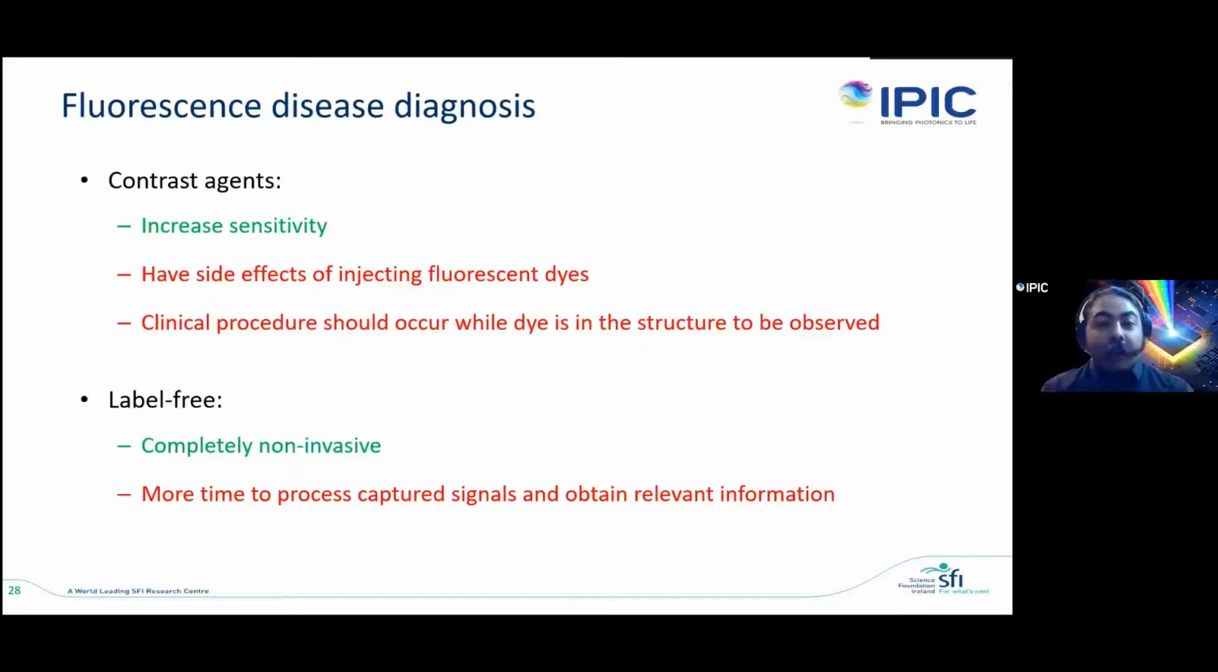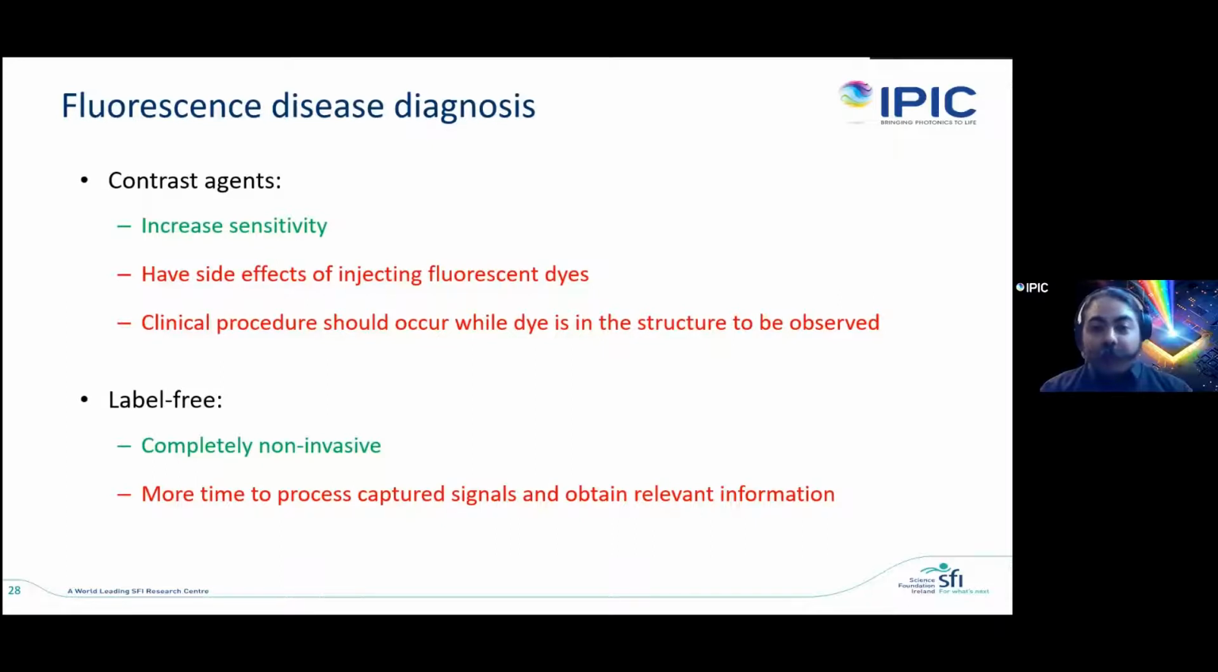Another type of technique is label-free, so using no contrast agents. In this case, it is a completely non-invasive procedure, and the only drawback is that we take more time to process the captured signals to extract the relevant biochemical information from the tissues. Now, these two have advantages and disadvantages, and we will first see an example of one procedure using contrast agents.